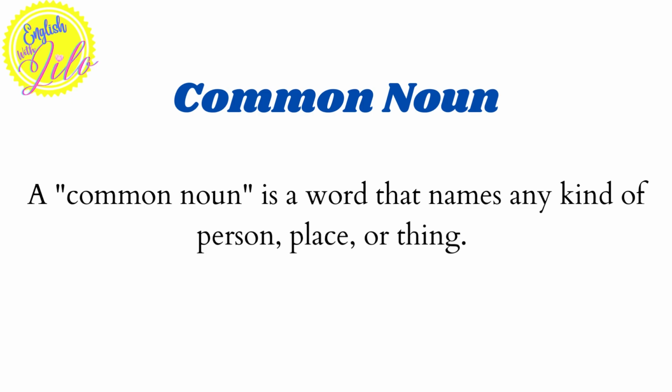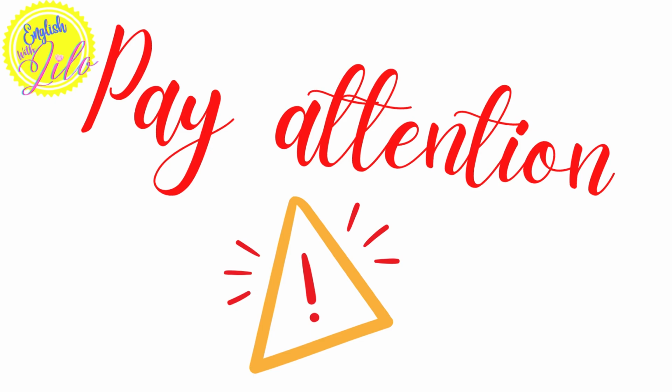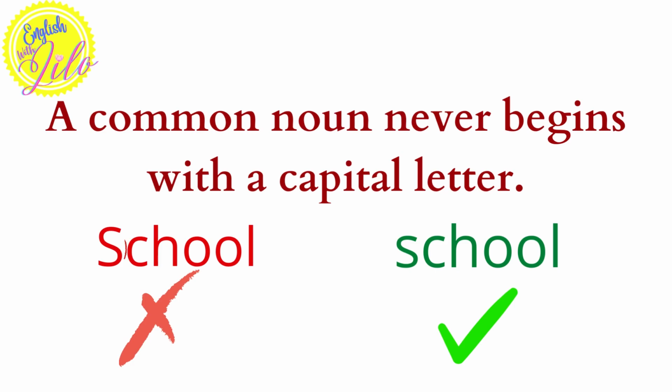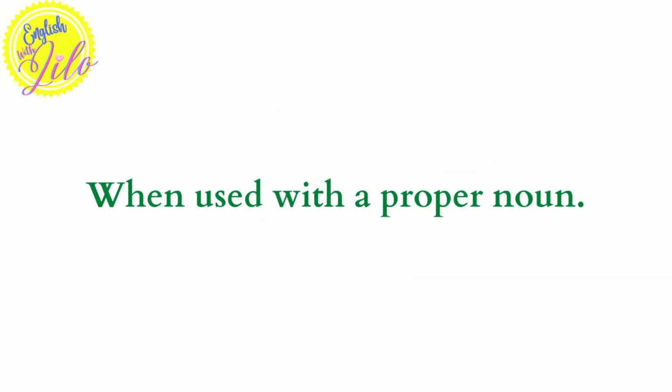Common noun. A common noun is a word that names any kind of person, place, or thing. Examples: man, woman, river, lake, city, country, day, month, language. Pay attention. A common noun never begins with a capital letter, except at the beginning of a sentence, or when used with a proper noun.